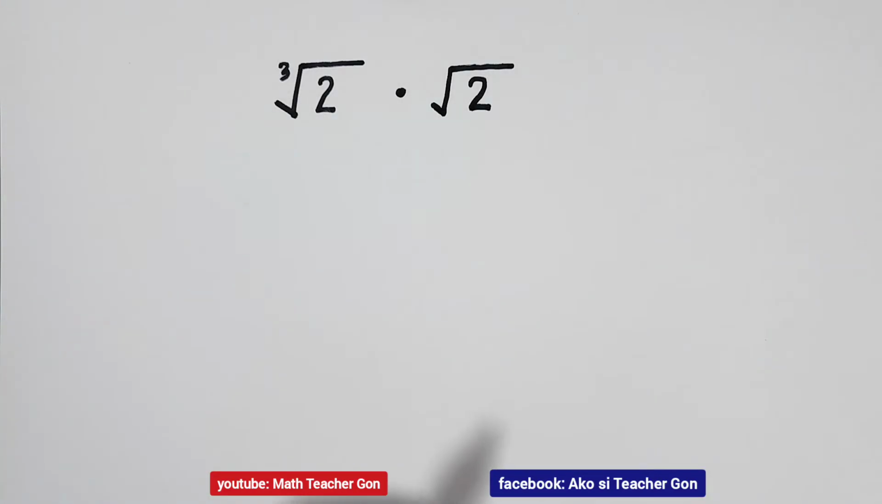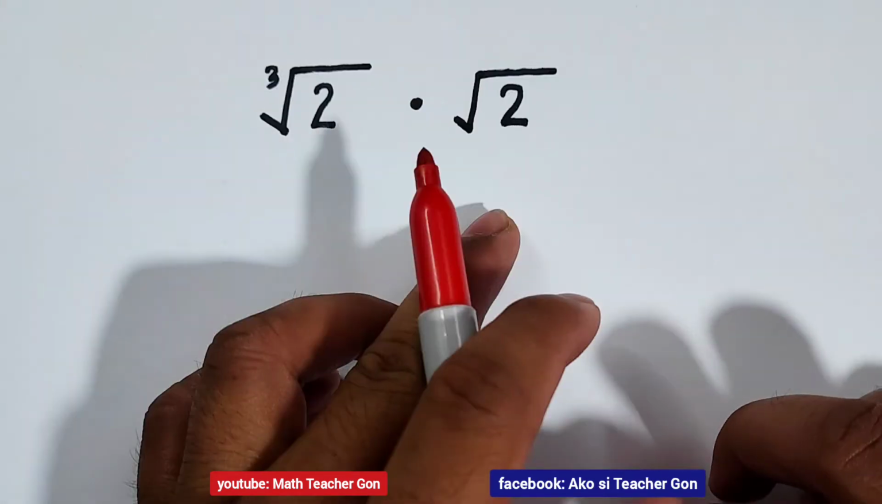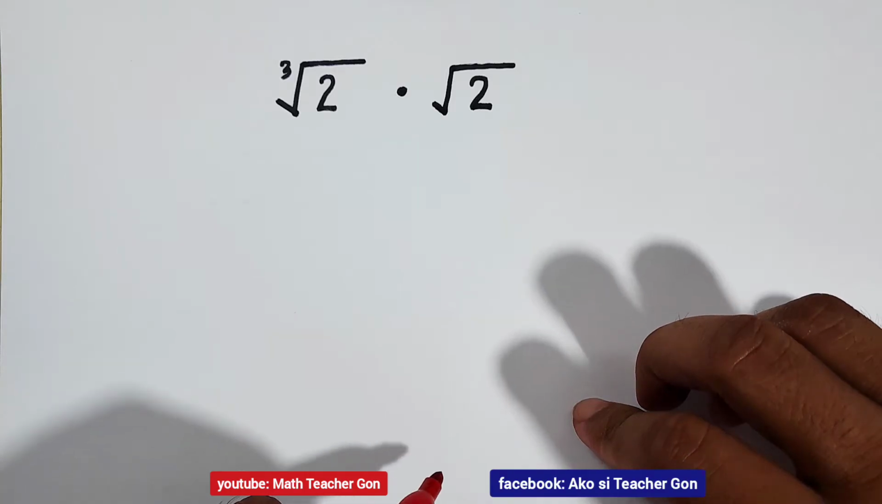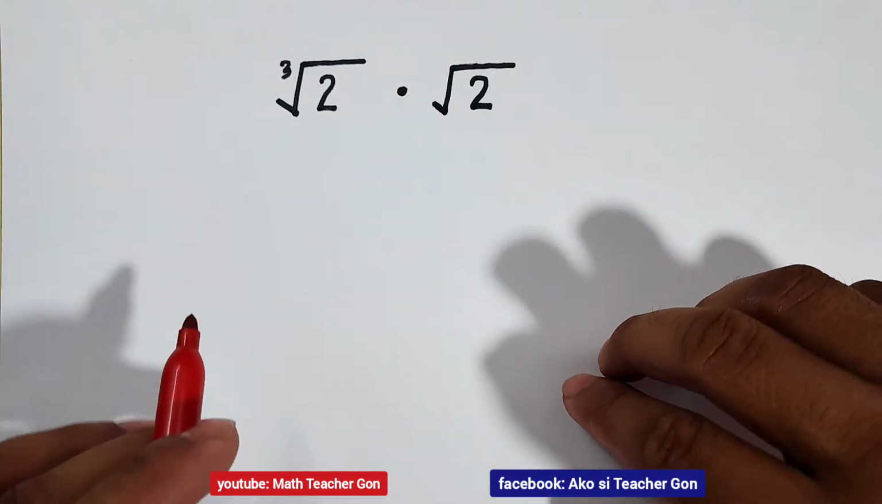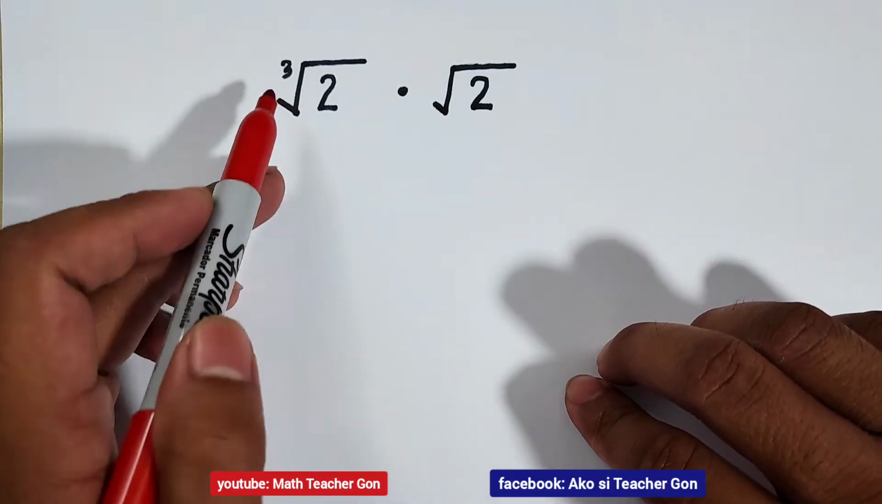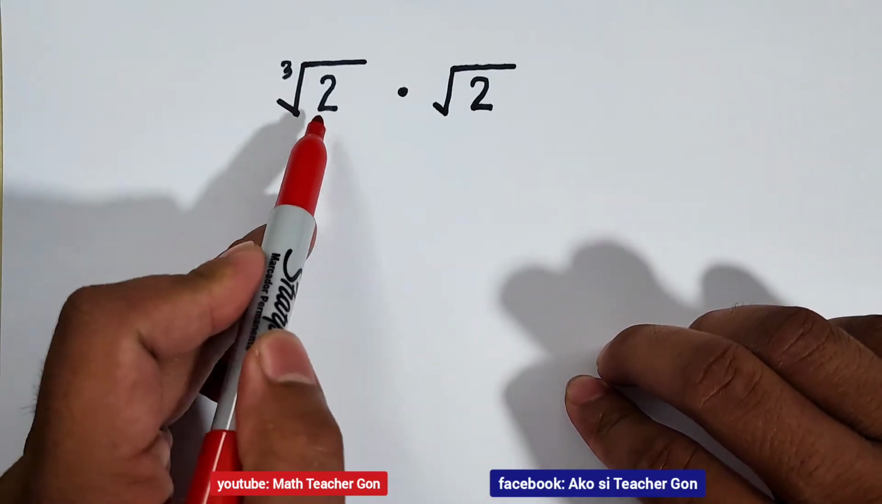In our video today, we will talk about multiplying radicals with different index. So without further ado, let's do this topic. What we have here, guys, are two radicals with different index but with the same radicand.